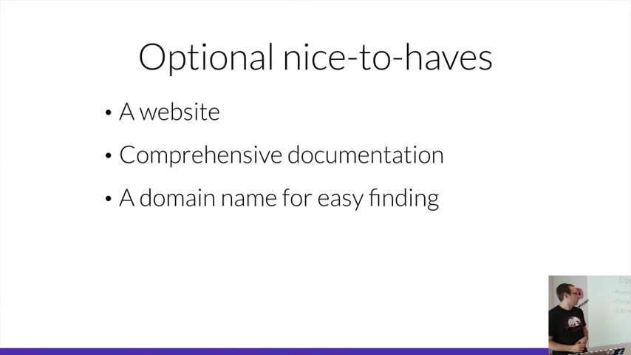Then we have optional must-haves. So if you have time, you want to go and build a website to talk about your project. That website might have comprehensive documentation about how the project works, describing all the APIs, and then if you can afford to, pick up a domain name, which makes it easy to find the project.